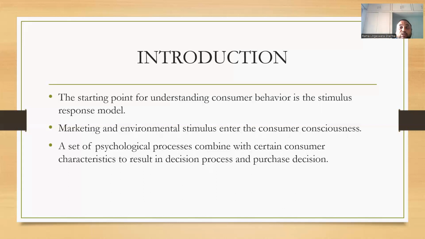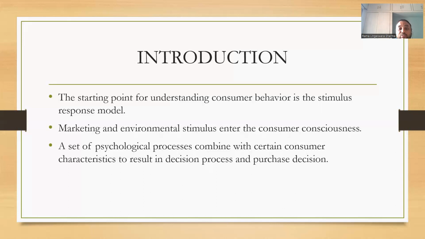Next point is that marketing and environmental stimuli enter the consumer consciousness. The important point is consciousness. Marketing and environmental stimuli, what do they do? They enter into the consumer consciousness. A set of psychological processes combined with certain consumer characteristics result in the decision process and purchase decision. So ultimately, what is of more importance to the marketer? The consumer has to purchase the product. So the purchase has to take place.